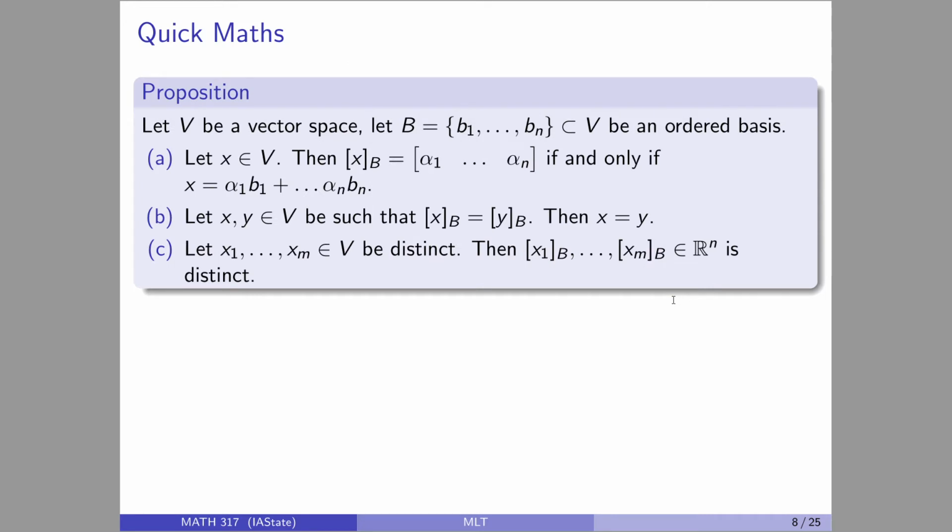Okay. So let's do some quick proofs. So let's say you've got a vector space with an ordered basis, then the standard coordinate representation, this element of Rn, has to be the scalars so that x lines up with, and I'm missing another plus sign.